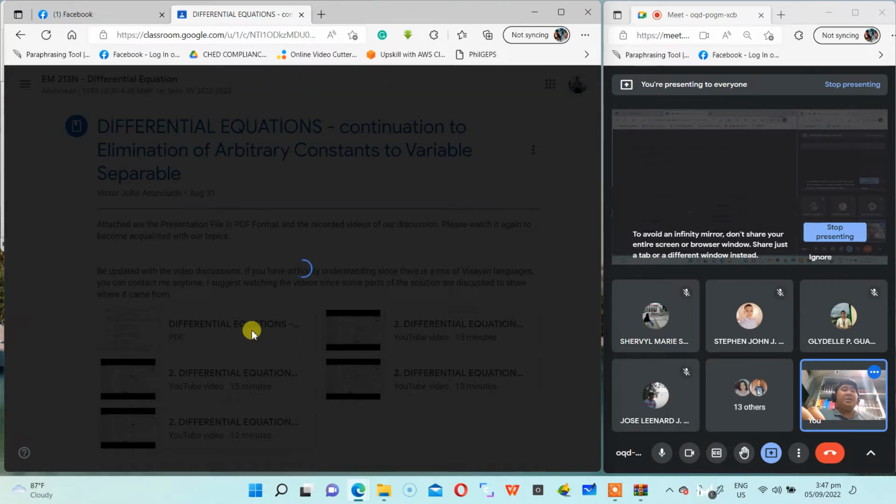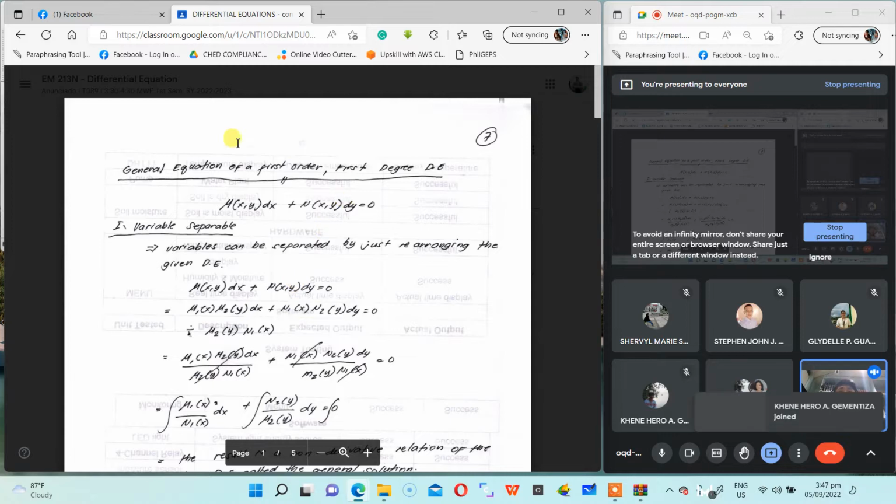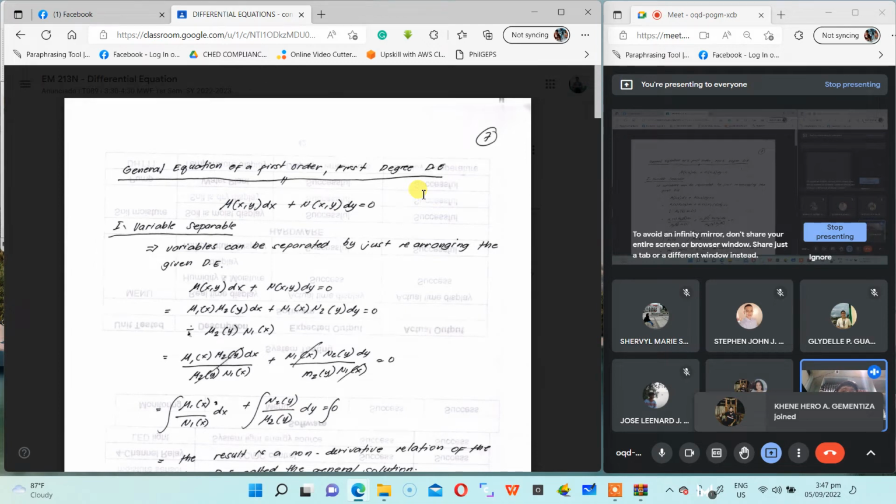The first method is variable separable. So, what is a variable separable? Variable separable is a method for solving differential equations. It falls under the general equation of the first order, first degree differential equations. I assume you already know what an order and a degree are, as we discussed last week.